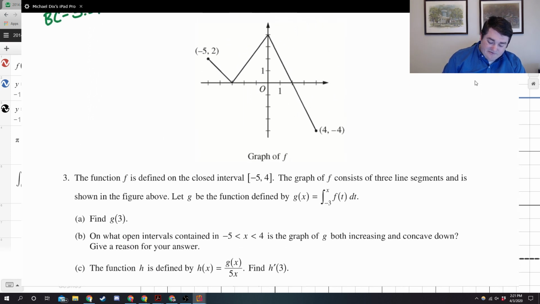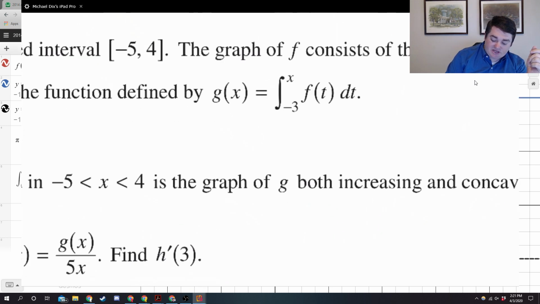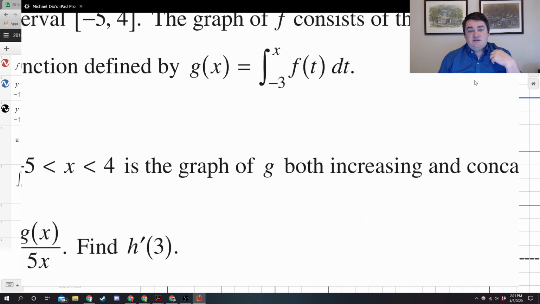So this is the graph of f of x. I like nice big labels for my graphs. That's f of x. Let g be the function defined by g of x equals the integral from -3 to x of f of t dt. So if I'm a student and I'm taking this test and I read this last sentence, the first thing that pops into my head when I see this integral is FTC2.